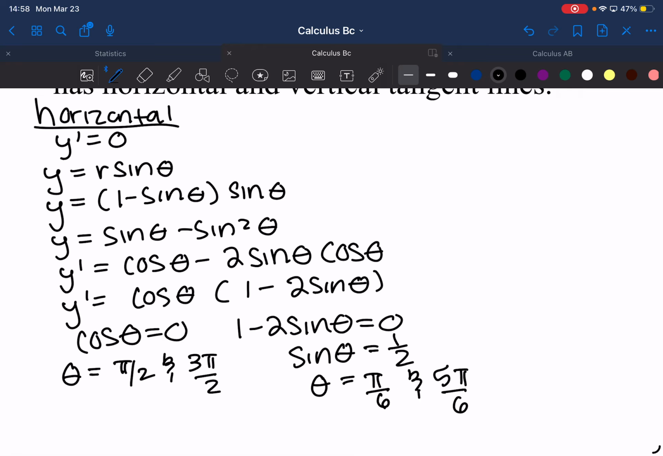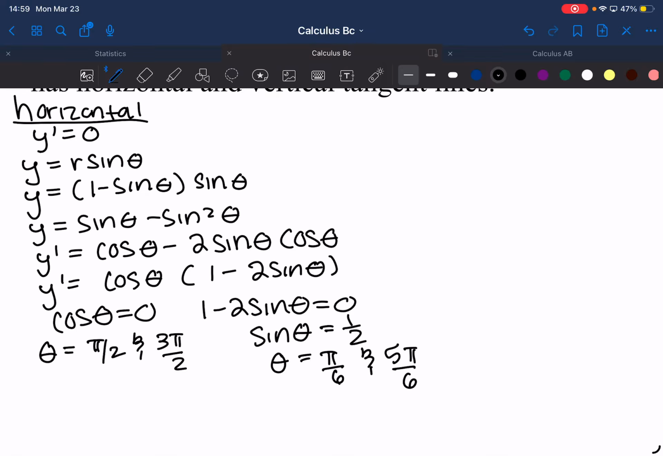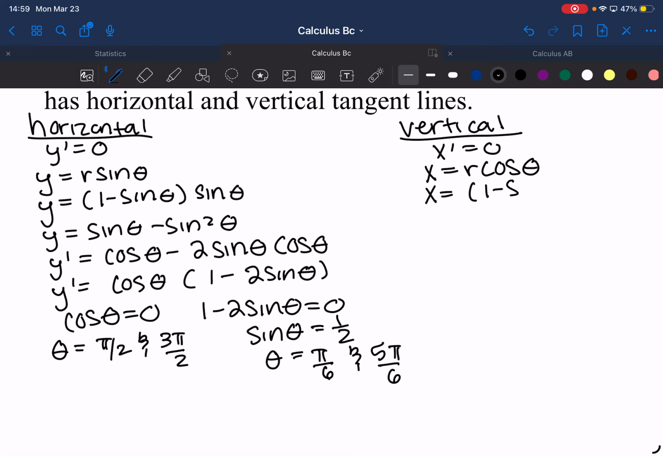Okay, so that was for horizontal. We're going to go through the same process now for vertical. But for vertical, that means x prime is 0. So x is equal to r cosine theta. We know r is 1 minus sine theta, and then multiply by cosine theta. So again, if I was to multiply cosine theta inside, I would still have to do the product rule regardless. So I'm just going to do the product rule right off the bat.